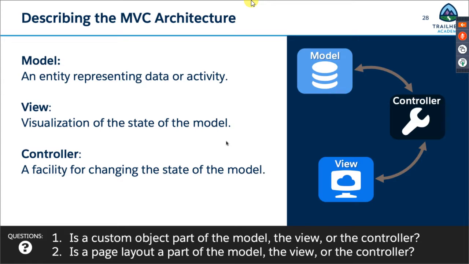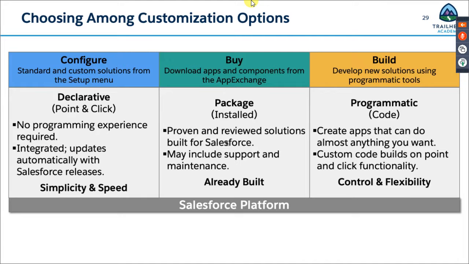Now, you can configure or customize all three elements: model, view, and controller. And that's the power of Salesforce. It gives you different options to work with those MVC elements, and they're basically categorized into three different options. The first one is configure, the second one is buy, and the third is build.